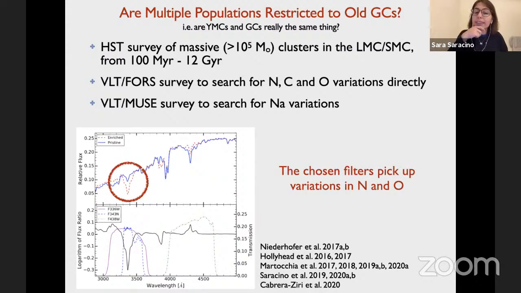And so the power of this approach was to use a dedicated filter with HST, which is a narrow filter that is really able to pick up variations in nitrogen and oxygen. And so this was really the power of this kind of study.